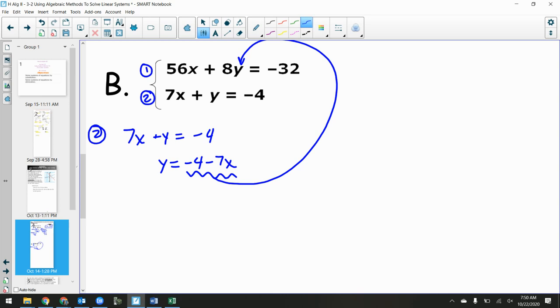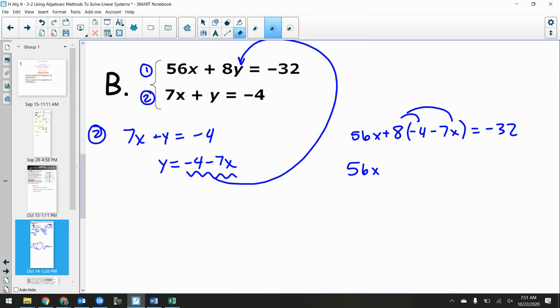So this becomes 56x plus 8 times -4 minus 7x is equal to -32. Again, I remove the y value. I don't remove the 8. The 8 stays. Now watch what's going to happen here. I distribute in the 8. I get 56x minus 32, minus 56x is equal to -32.